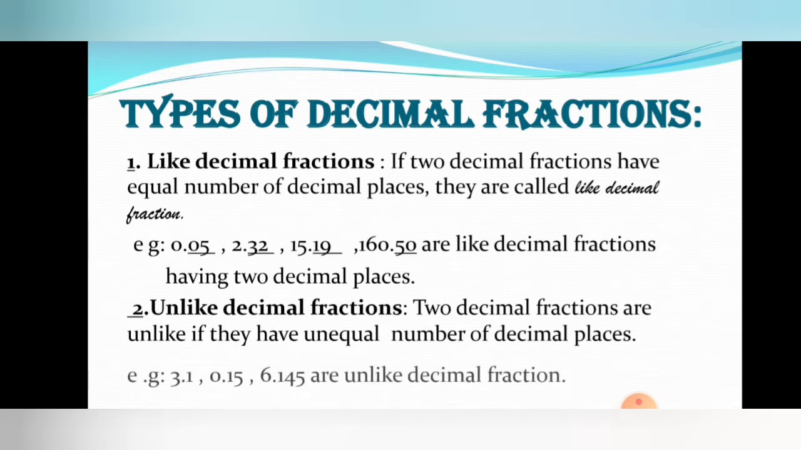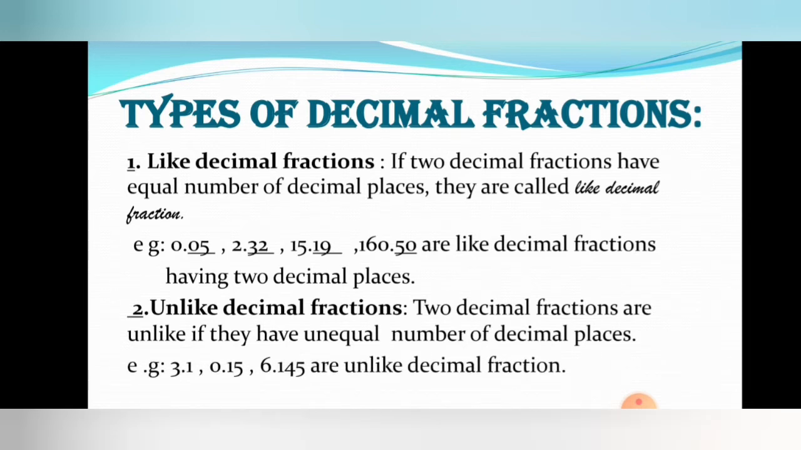Okay, let us see an example here. 3.1, here after the point how many decimal places are there? Only 1. Then 0.15, in the second number we have 2 digits, means 2 decimal places. And 6.145, here 3 digits are there. So these 3 numbers have different numbers of decimal places. So these numbers we call unlike decimal fractions.